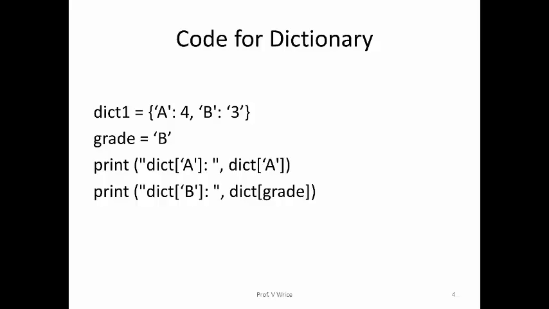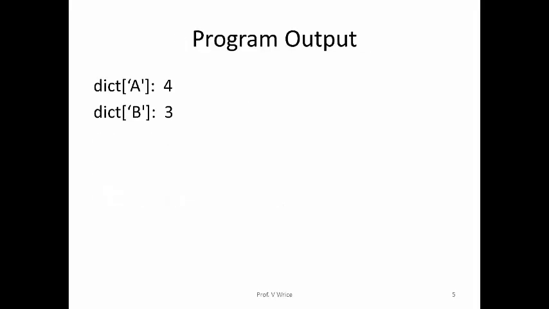Since the string literal B was assigned to the variable grade, the value of grade will be used as the key. And the program output will be as follows.